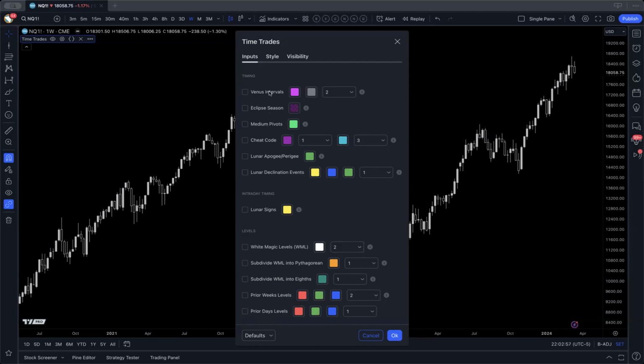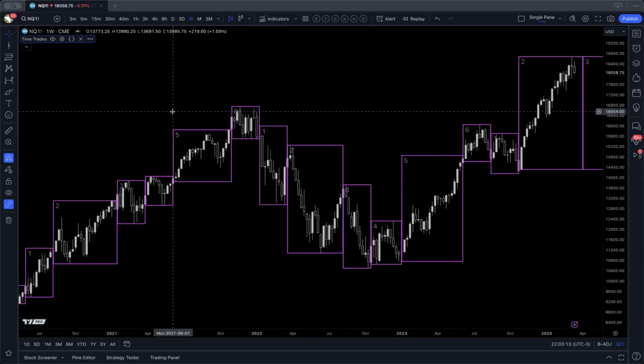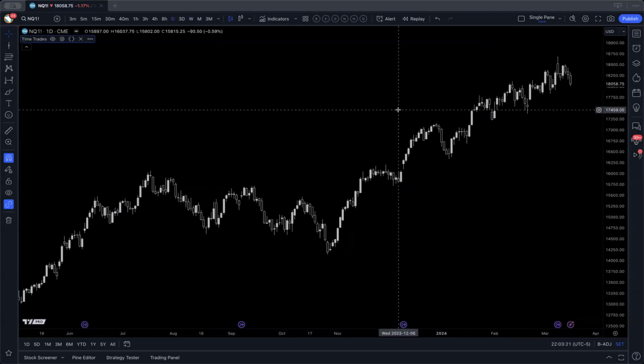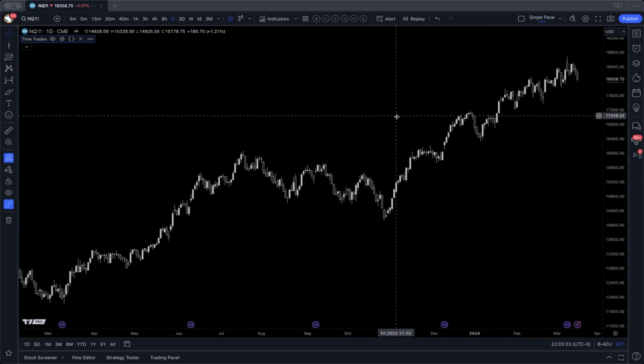Venus intervals are probably the single most important part of time trades, and I always lead with these. These are really quite important. And I'm just going to turn that on. And then you can see here on this weekly chart on the NQ, it draws a number of boxes. It might make a little bit more sense when you flip over to a daily chart.